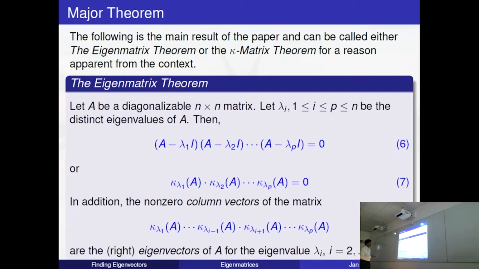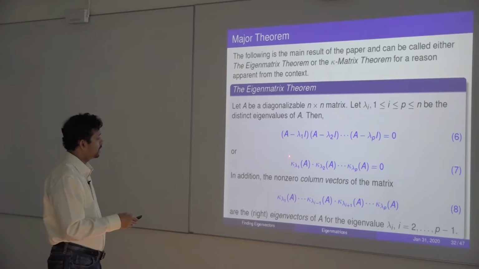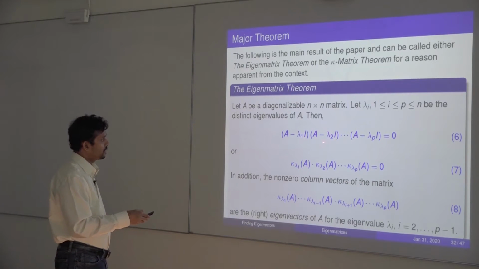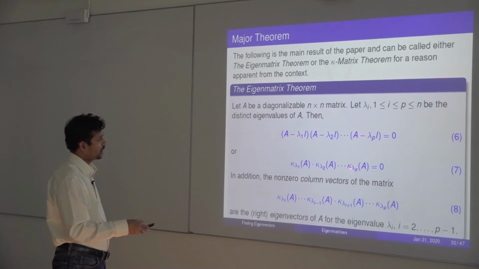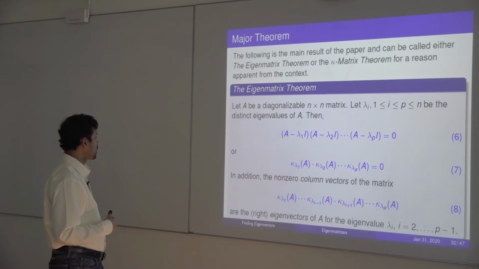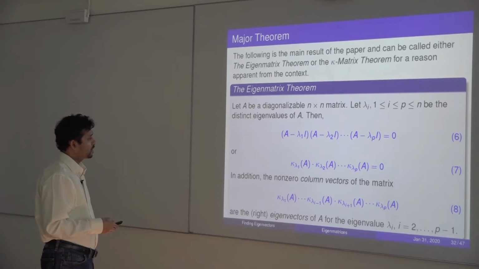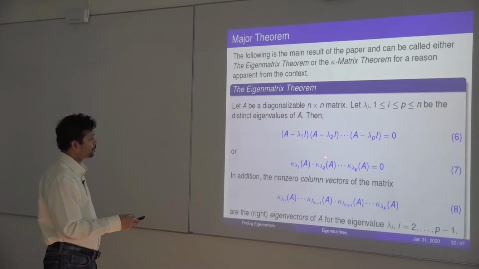And if you use the kappa matrix notation here, you can write this as the kappa matrix for lambda 1, this is the kappa matrix for lambda 2, this is the kappa matrix for lambda p. So you can write the same thing using kappa matrices like that. And then in addition, the non-zero columns of the matrix.